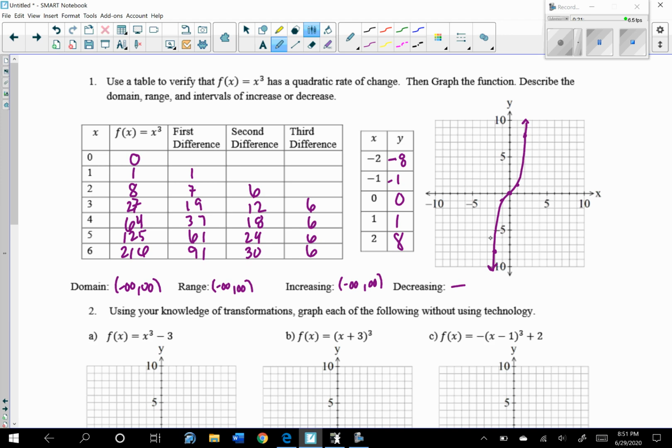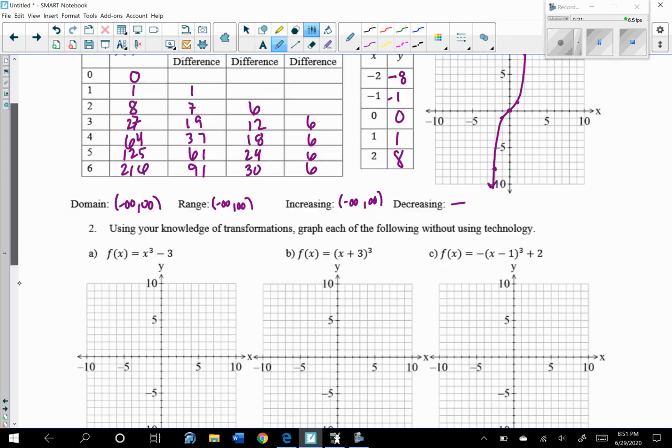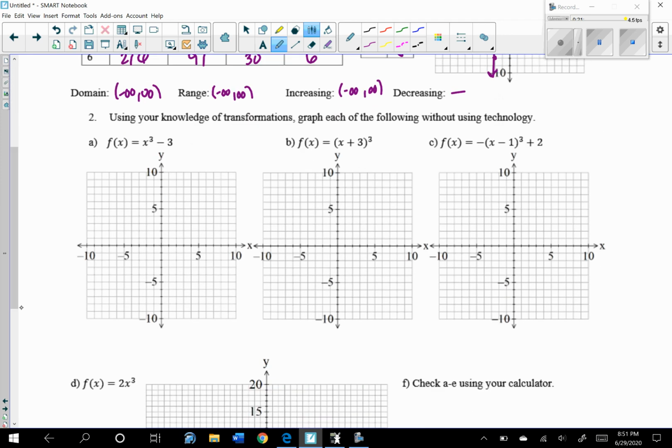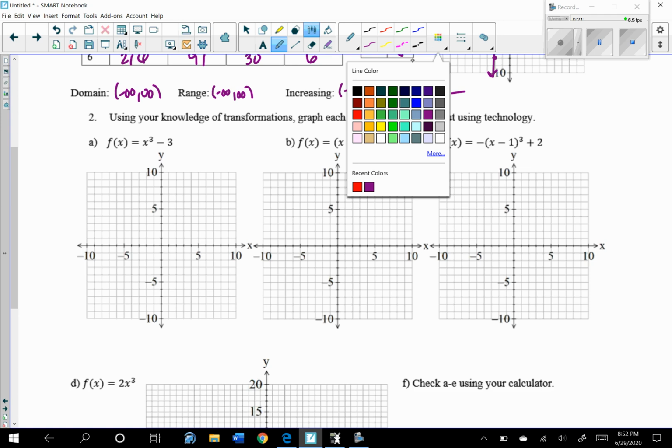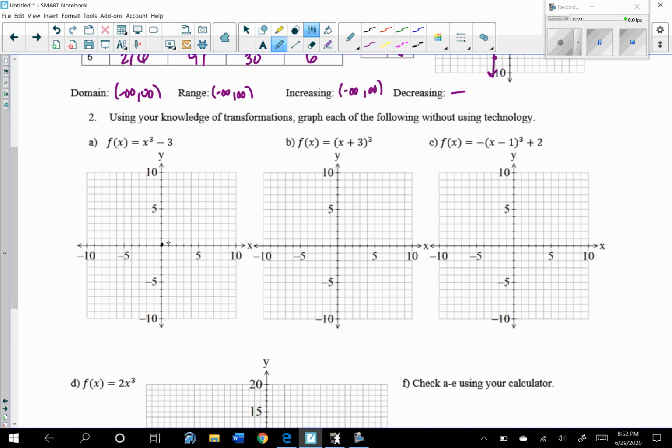So question 2 says, using your knowledge of transformations, graph each of the following without using technology. So here, if I want to graph this without technology, the first thing I would do is graph my parent graph. So for my parent graph, we just did that. So that's going to be real easy to just graph what we just graphed. And so we're going to use that to help us for each one. So go ahead and take a minute to just graph it on all your graphs.